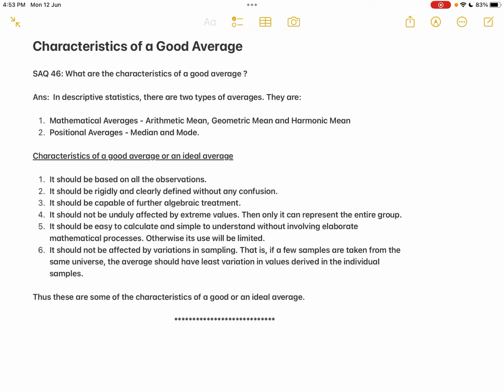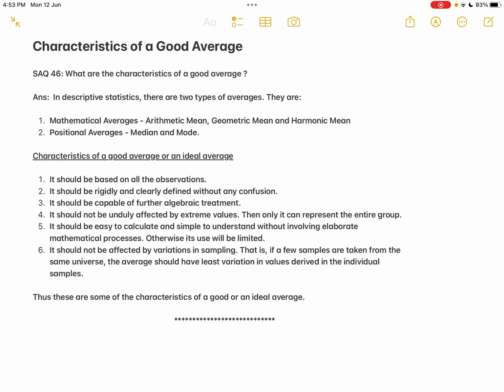Then the fourth one: it should not be unduly affected by extreme values, then only it can represent the entire group. But this is the drawback of the arithmetic mean. The arithmetic mean is affected by the extreme values, so it cannot represent the entire group.